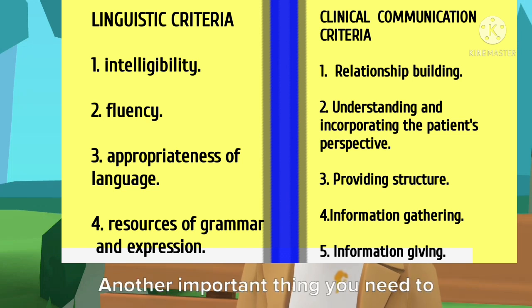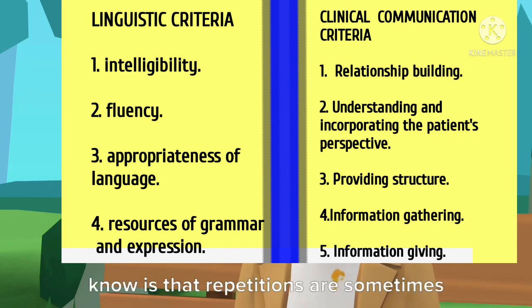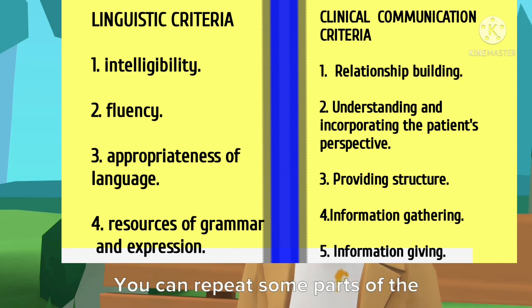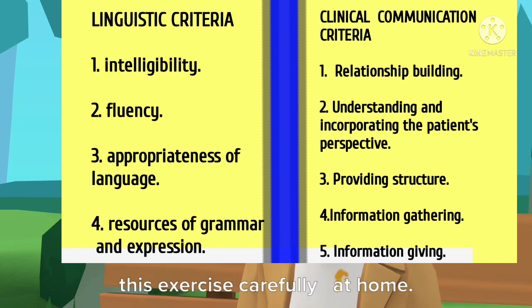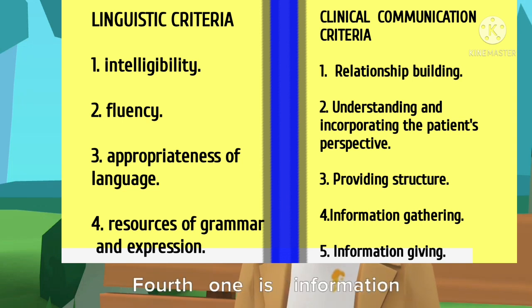Another important thing you need to know is that repetitions are sometimes necessary. You can repeat some parts of the interaction or paraphrase it. For instance, instead of repeatedly saying, you need to do this exercise carefully at home, you can say, you need to do this exercise extremely carefully at home.